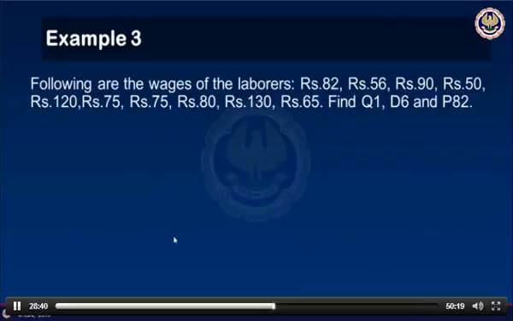Now let us look at the next example. In this example, the wages of the laborers in rupees are 82, 52, 56, 90, 50, 120, 75, 75, 80, 130 and 65. Now we have to find quartile 1, decile 6 and percentile 82. Before computing these deciles, percentiles and quartiles, we have to look at the importance of the partition values.